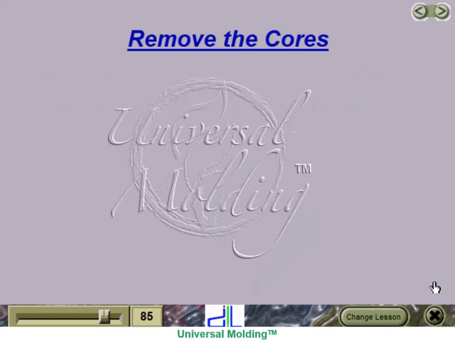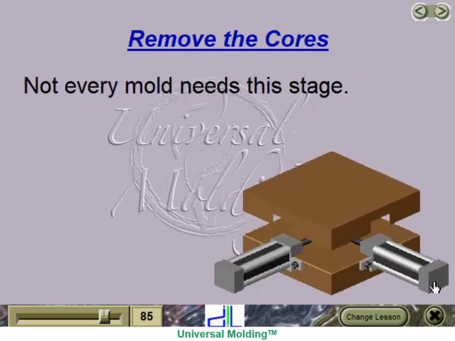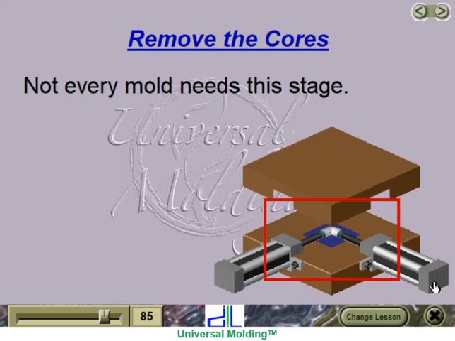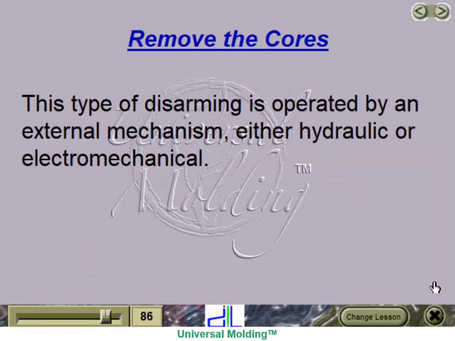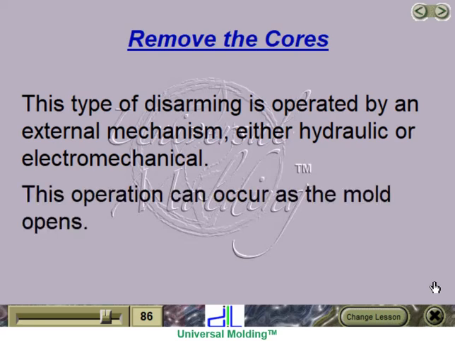Remove the cores. Not every mold needs this stage. Cores are mostly used in molds in which the cavity has to open or disarm in order for the parts to be ejected. This type of disarming is operated by an external mechanism, either hydraulic or electromechanical. This operation can occur as the mold opens.